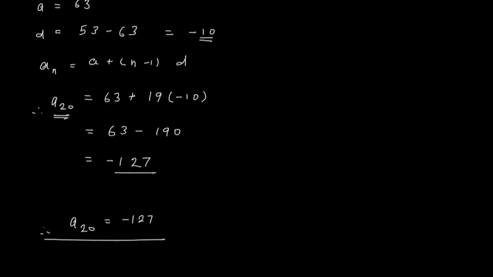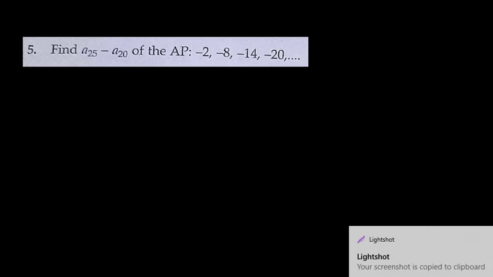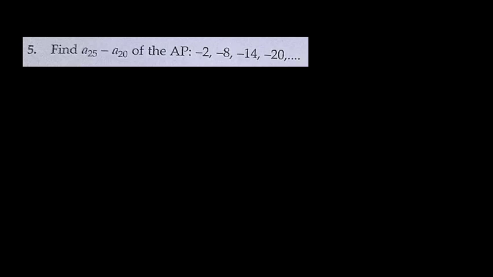So this is the fourth one. Now here you have the fifth question. Find A25 minus A20 of the AP. The AP given is minus 2, minus 8, minus 14, minus 20 and so on. I have to find A25 minus A20.